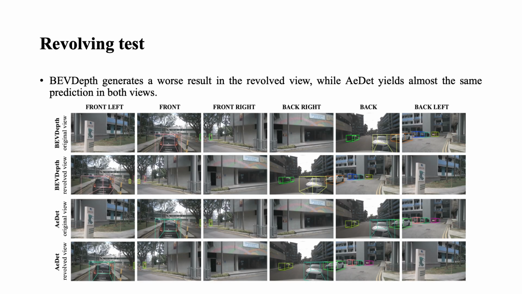The detection robustness to different azimuths is important to autonomous driving systems, since sometimes the vehicle may turn a large angle. To verify the robustness of the detectors, we propose a revolving test by turning the vehicle 60 degrees clockwise and predicting the surrounding boxes in the revolved view. BEVDepth generated a worse result in the revolved view, while AeDet used almost the same prediction in both views.